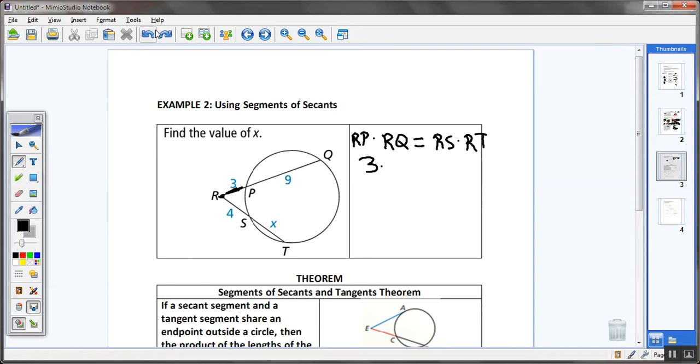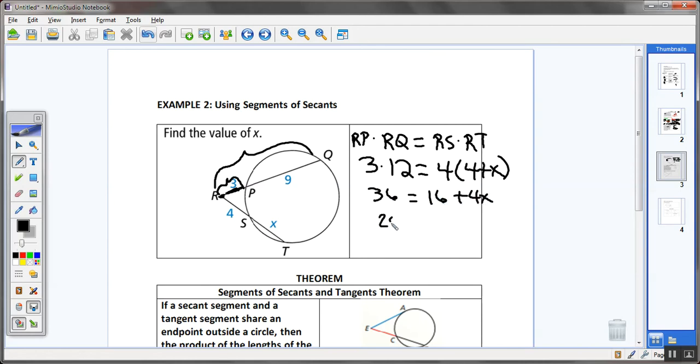Good thing it's Monday. I can blame that excuse on that. 3 times 12 is what this should be, and that should equal 4 times 4 plus x. Okay, so this part right here, 3 times all of it, which is 12. So I've got 36 equals 16 plus 4x when I distribute. I've got 20 after you subtract 16 equals 4x. I like x equals 5 better.